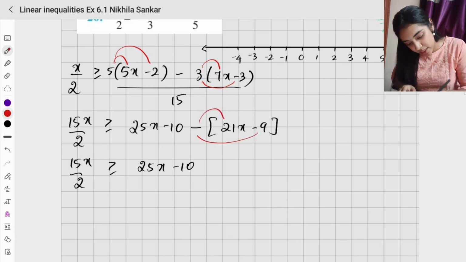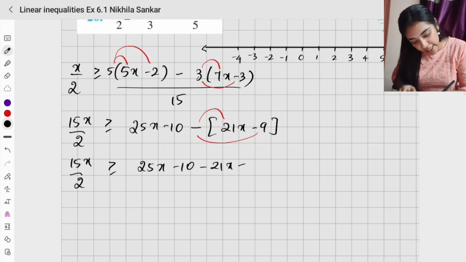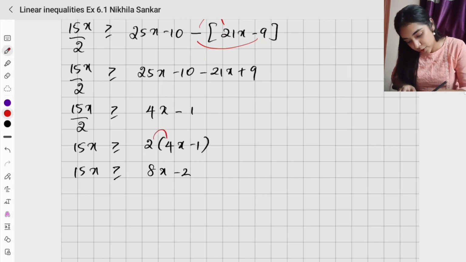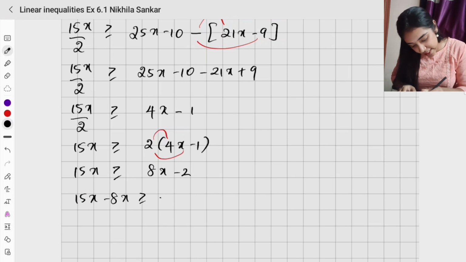இப்போ minus உள்ள multiply பண்ண போறேன். Minus 21x plus 9. So I have 15x divided by 2 greater than or equal to 25 minus 21 is 4x minus 1. I'm going to cross multiply 2 in the பக்கம் கொண்டு வந்தா 15x is greater than or equal to 2 into 4x minus 1. 15x is greater than or equal to 8x minus 2. 2 into 4x, 2 into minus 1. Okay. 15x minus 8x greater than or equal to minus 2.